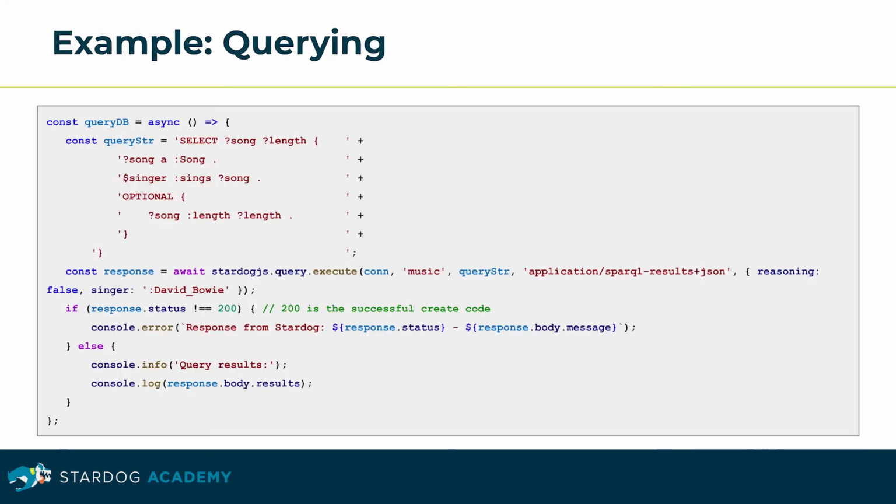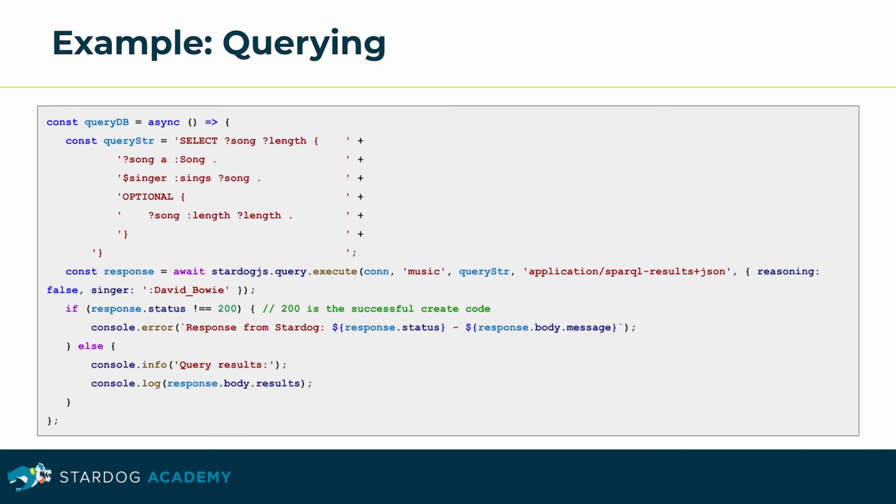In this code snippet, we create a query string. This is the string that we'll use to query the database. You can see that we have $singer inside of the string. This will be set by the Stardog.js query execute command. Below the query string is the await followed by the Stardog.js query execute command that passes in the connection, the music database name, the query string, header information, and then additional parameters to set the reasoning to false and the singer to David Bowie.